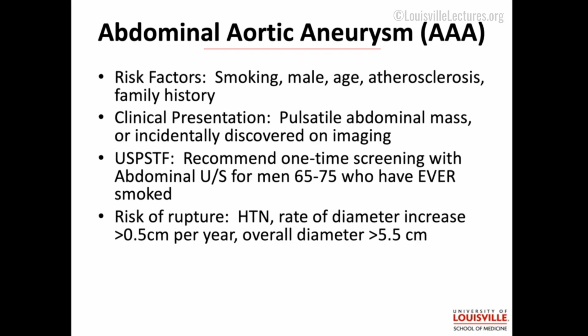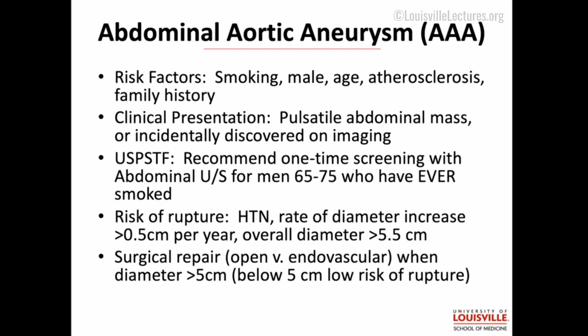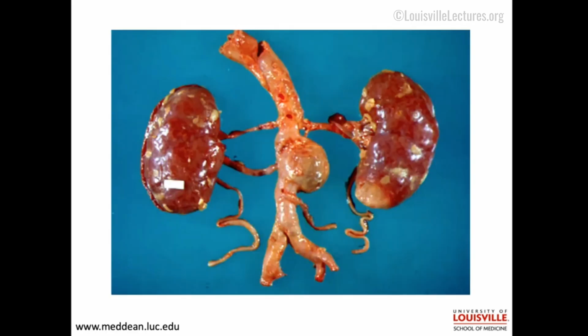If you find it, you need to monitor it. If the diameter is greater than 5.5 centimeters, straight to the surgeon they go. If it's increasing by 0.5 centimeters per year, to the surgeon they go. There are many different options, open versus endovascular. This is a fantastic picture showing this infrarenal AAA. Again, you hope that you catch this far before it gets to the stage of being a pathology specimen.